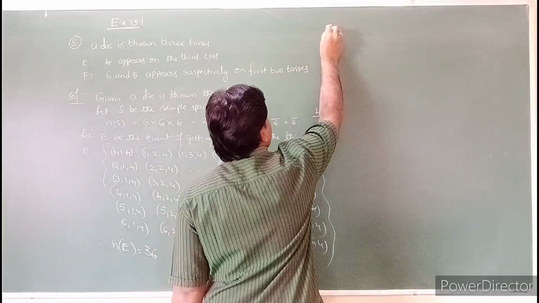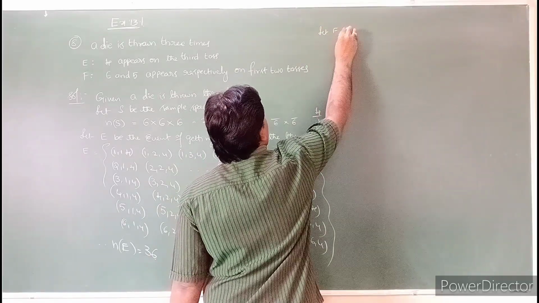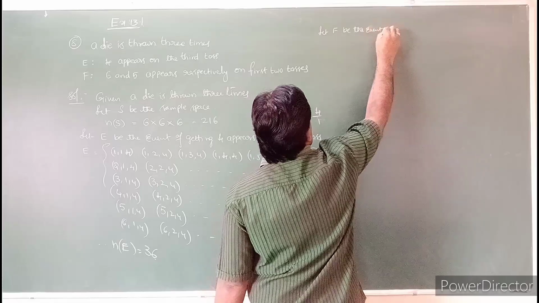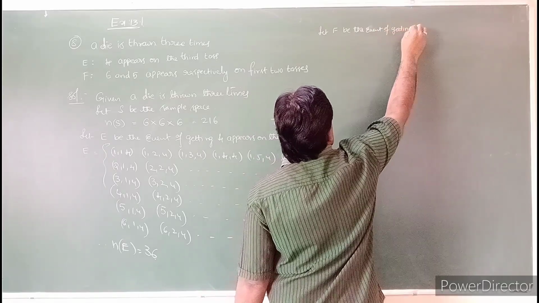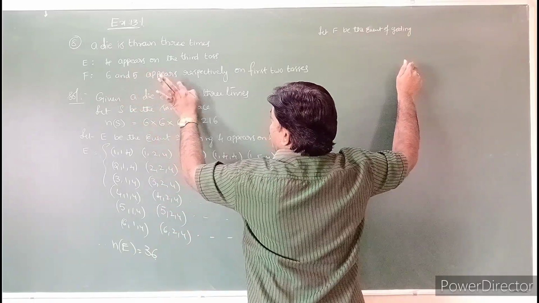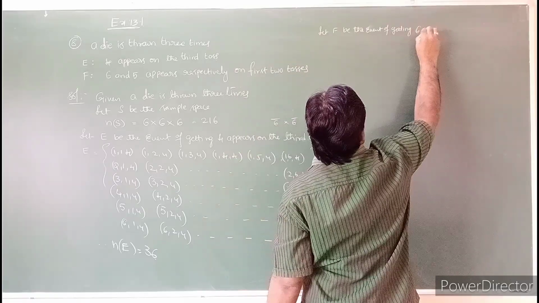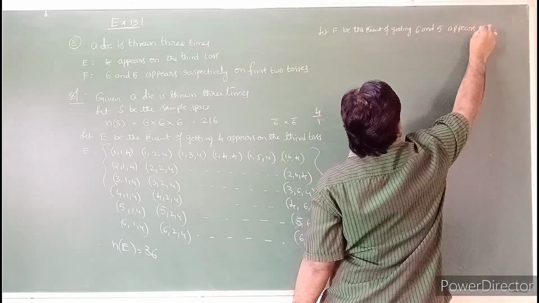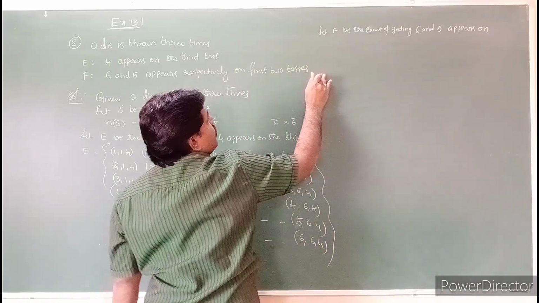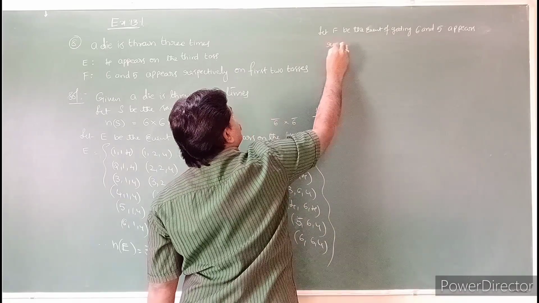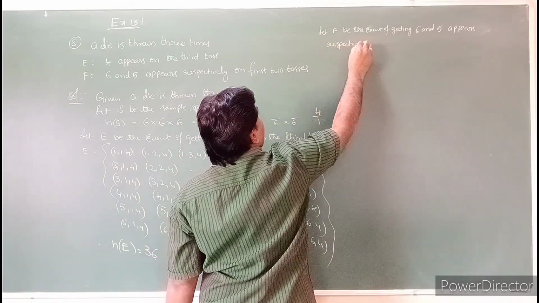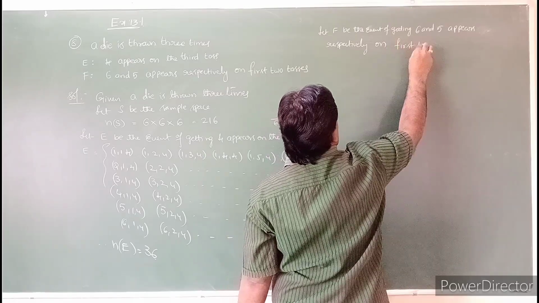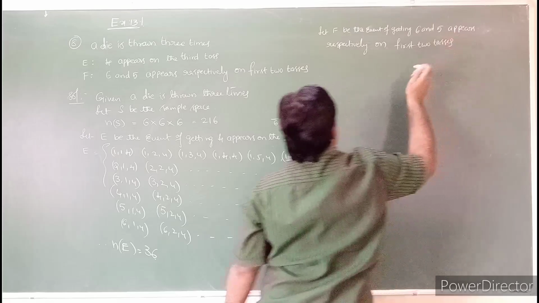Next, what is F? Let F be the event of getting 6 and 5 appearing respectively on the first two tosses. So what is F?